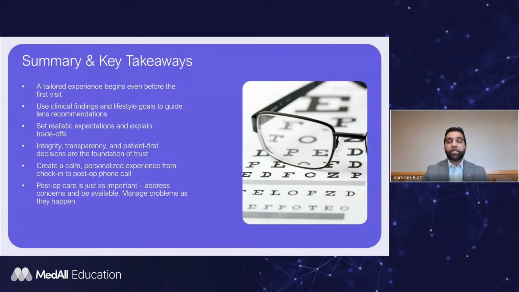And finally, post-op care is just as important. Address concerns and be available even if you're co-managing these patients, and manage problems as they happen, whether it's a refractive problem, an ocular surface problem, or truly a lens problem. You are the surgeon, and you should be equipped with the know-how, both clinically and surgically, to be able to manage these problems. Hopefully they don't happen too often, but be able to manage them when they happen.